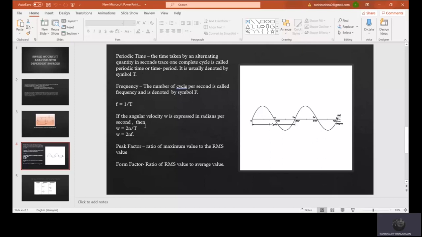Okay, if the angular velocity is expressed in radians per second, then the angular velocity is equal to 2 pi over the periodic time, or 2 pi times frequency. A peak factor is the ratio of maximum value to the RMS value, while the form factor is the ratio of RMS value to the average value.